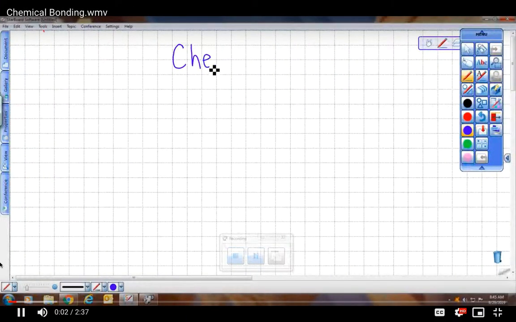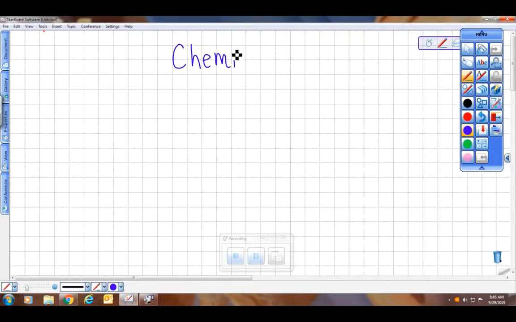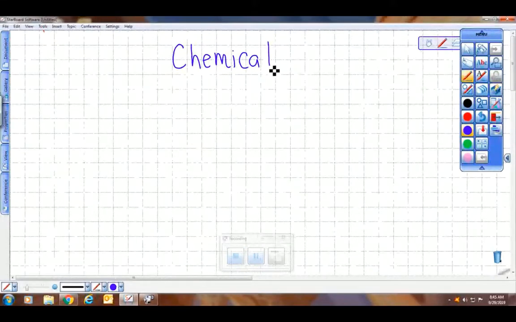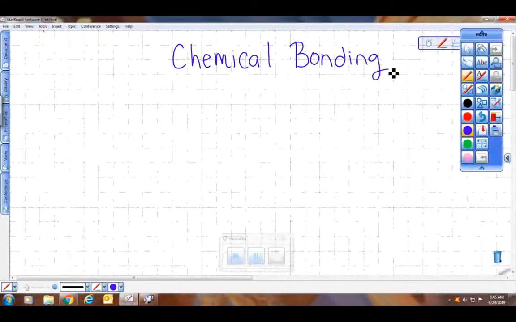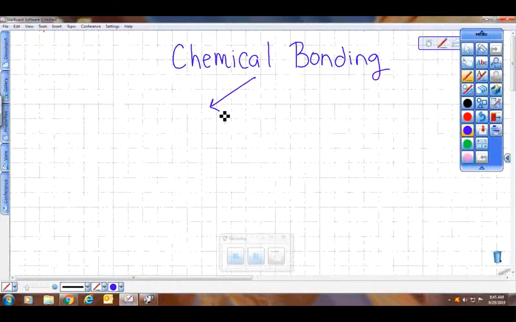So today we're going to be talking about chemical bonding. And you can think of chemical bonding as essentially the glue that holds or combines two or more atoms together in order to form a molecule or a compound.